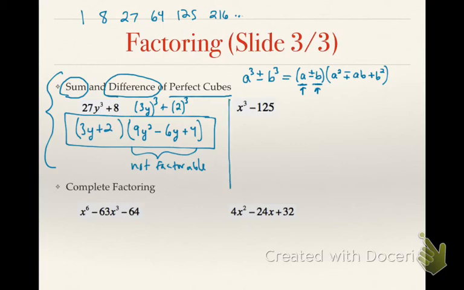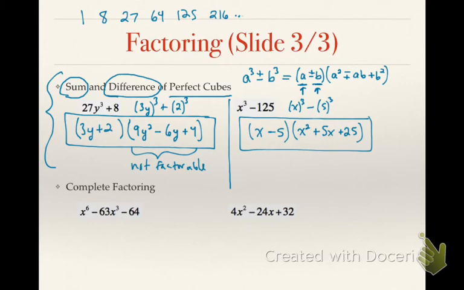Now let's look at a difference of perfect cubes. Again, you want to take the cube root of the different parts, so it might be helpful to rewrite it as two perfect cubes being subtracted, so it's really x cubed minus 5 cubed. So we start off with x minus 5, and in the trinomial we square the first, gives us x squared, change the sign to a plus, multiply to give you 5x, and then square it to give you plus 25. There's your factored form.